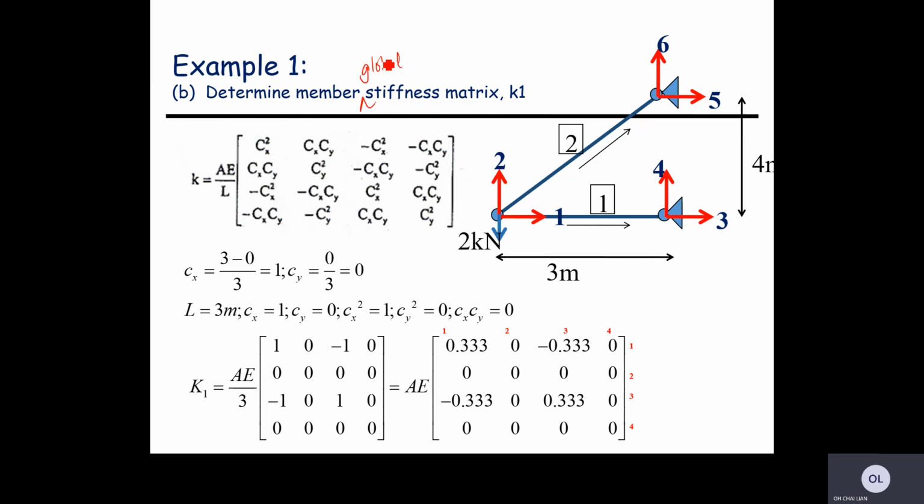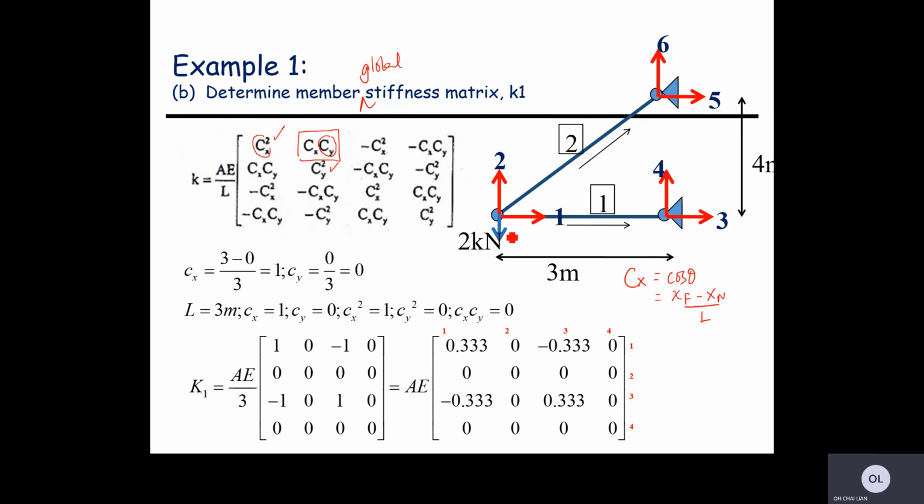What you need to fill in this template is Cx, Cy: Cx squared, Cx Cy, and also Cy squared. So how to determine the Cx? You can use the formula of cos theta, or x at the far end minus x at the near end divided by the length. Here I will show you how to use the formula with the coordinates, so you need to determine the coordinates of the nodes first. Cx and Cy are also termed the directional cosines.